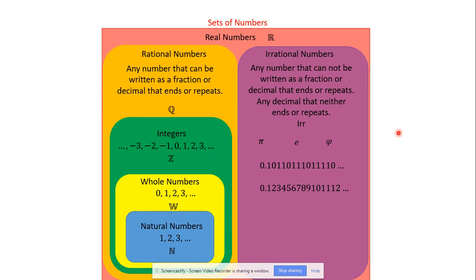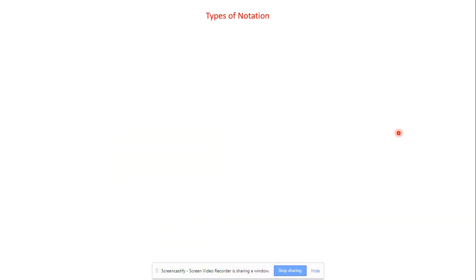So those are sets of numbers. Now let's look at some types of notation, because we are going to be using some notation as well. We have a few types. The first type is called roster notation. For roster notation, you use the squiggly brackets and you just list all the possible combinations. For example, if we roll a dice, what could we possibly get? We could get 1, 2, 3, 4, 5, or 6.